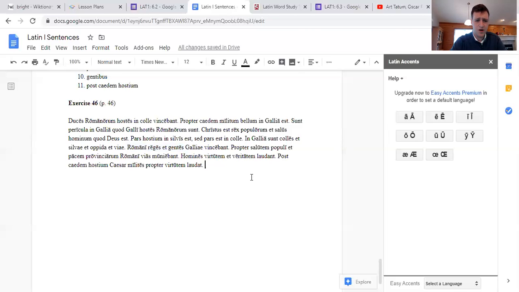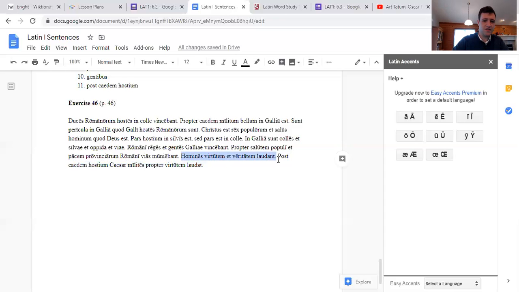Propter salutem populi et pacem provinciarum Romani vias muniebant. Difficult, but we'll take it left to right. Because of the safety of the people and, repeat the preposition, propter, because of the peace of the provinces, the Romans were building roads. Okay, in a little more natural English, the Romans were building roads on account of the safety of the people and the peace of the provinces. That's why they were building roads.